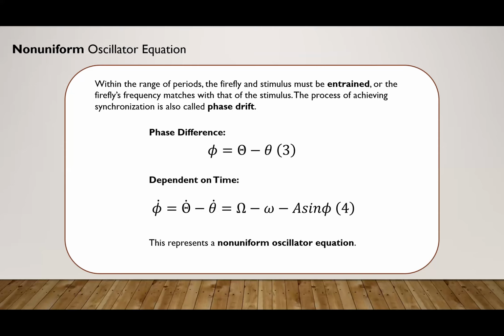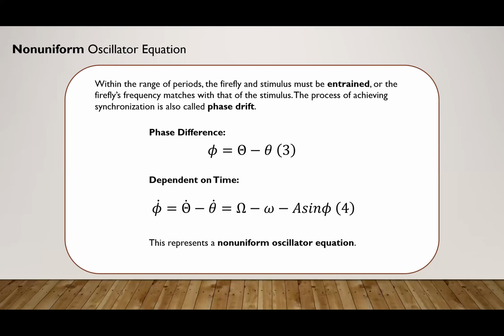Within the range of periods, the firefly and stimulus must be entrained, or in other words, the firefly's frequency matches that of the stimulus. When something reaches entrainment, in this case, it basically means that the two systems flow with the same period. In order to see if they reach entrainment, the phase difference, represented as phi, can be achieved by subtracting the rhythm of the stimulus and firefly as seen in equation 3. So on a graph, this will allow us to see how much different, in regards to position and each system's oscillation, their max or min values are.